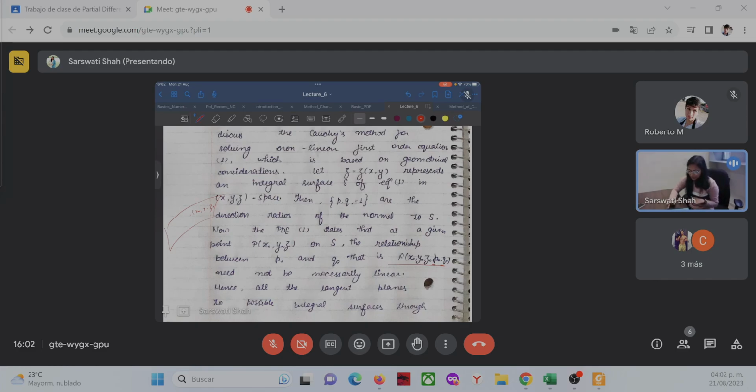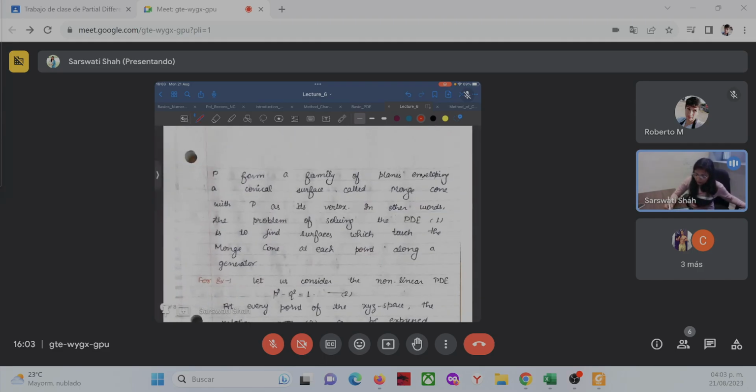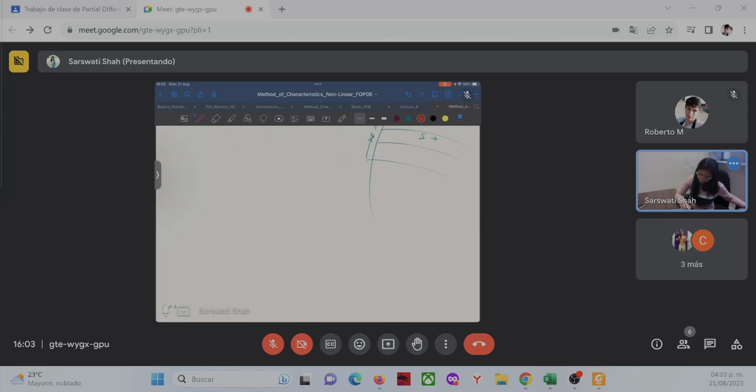Hence, all the tangent planes to the possible integral surfaces through P form a family of planes enveloping a conical surface called the Monge cone with P as its vertex. In other words, the problem of solving the PDE is to find the surface which touches the Monge cone at each point along a generator. So this is our aim. Now we are going to see an example for what I am saying. So this is a non-linear partial differential equation.